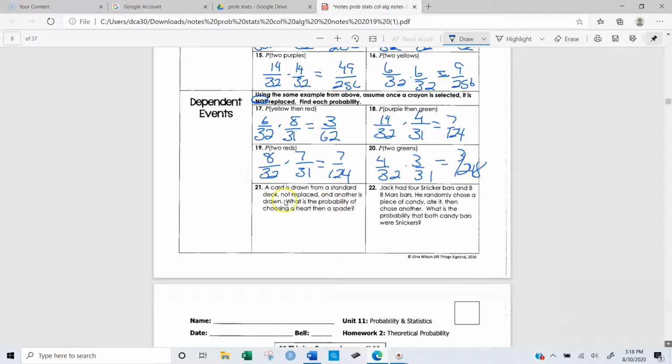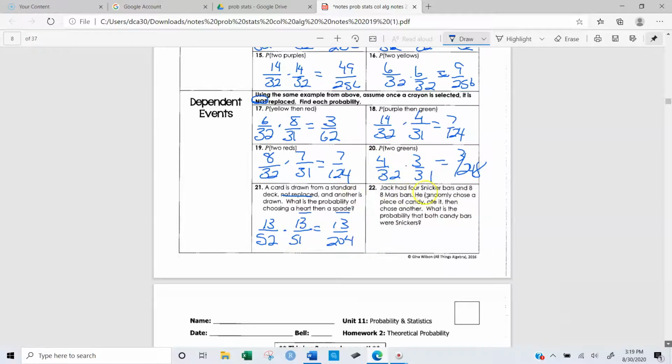Okay, draw a card. Not replaced is the key. Another is drawn. What's the probability of choosing a heart, then a spade? Well, I know that there's 13 out of 52 hearts in a deck. I know there's 13 spades, but if I already chose a heart, there's only 51 cards left in the deck. So that's 13 out of 204. If you're having trouble, find a deck of cards and do this.